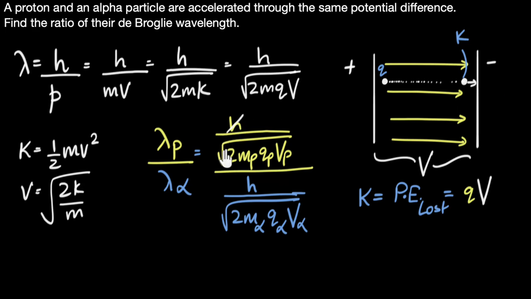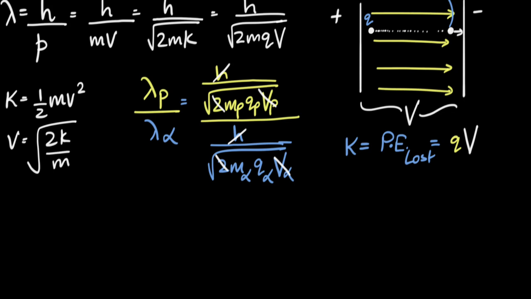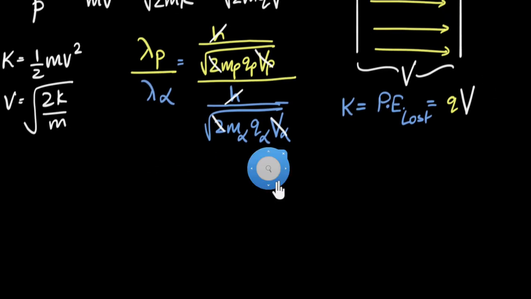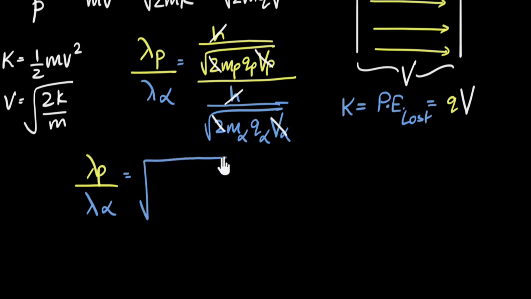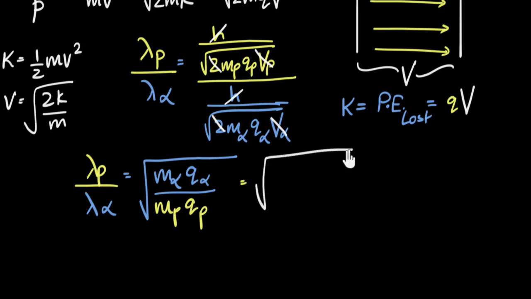Cancel stuff. h cancels, 2 cancels. The potential difference through which they're accelerated was the same, so we can cancel that. And so this means we will get the wavelength of the proton divided by the wavelength of the alpha particle equals, this comes on the top, whole thing under root, mass of alpha particle times charge of the alpha particle, divided by mass of the proton times charge of the proton. Now, let's see if we know the ratio.